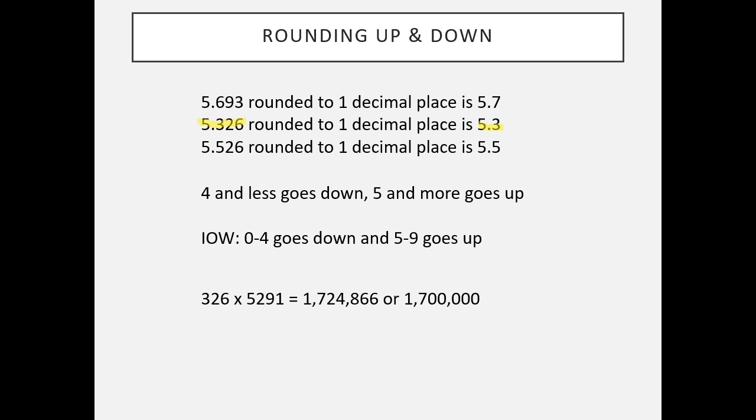So for example, if I take a calculator and write out 326 times 5,291, you wind up with this long number. If I wanted to round this to two significant digits, I would say 6, change it to a 7, changes it to a 9, changes it to a 5, changes it to a 3, but then the 3 drops out, so you're left with 1,700,000.